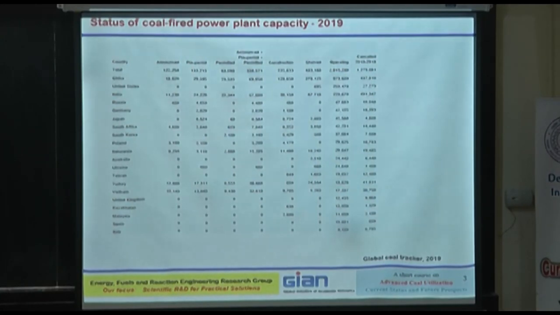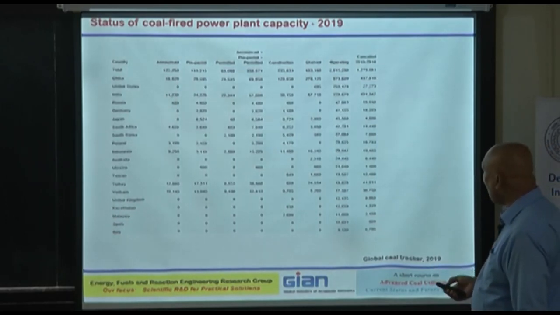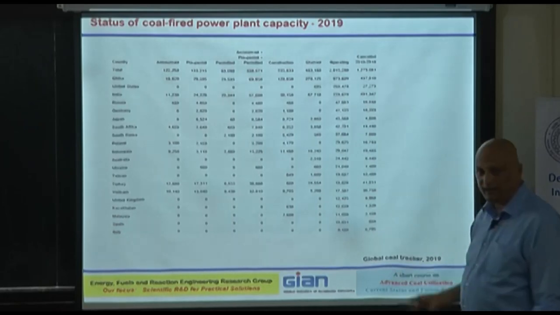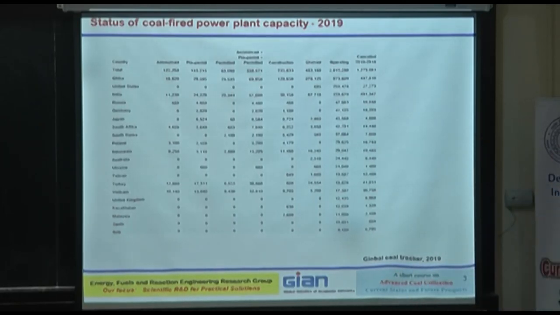And this data I have taken, which is openly available from Global Coal Tracker. This is an organization who do not like coal, so therefore their figures are likely to be very correct. That's the coal-fired capacity in different countries. In China, obviously, is at the top, have about 973 gigawatt of operating capacity.